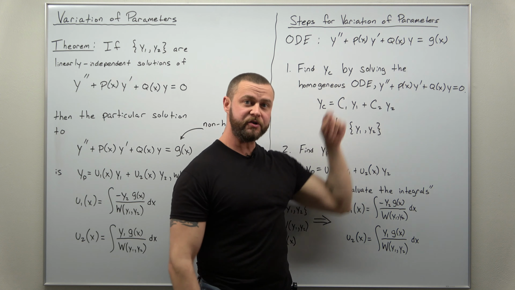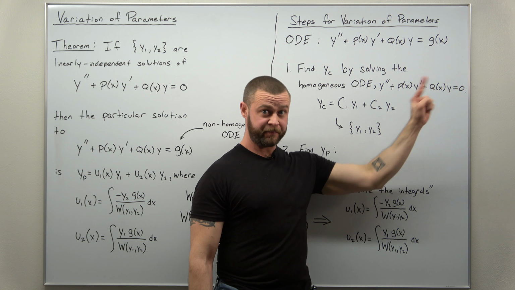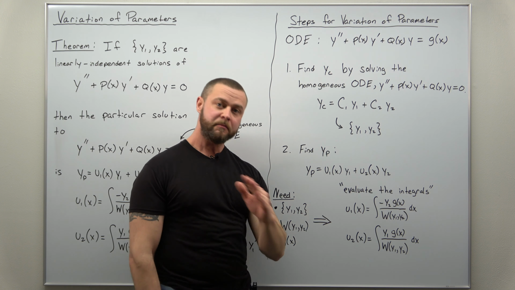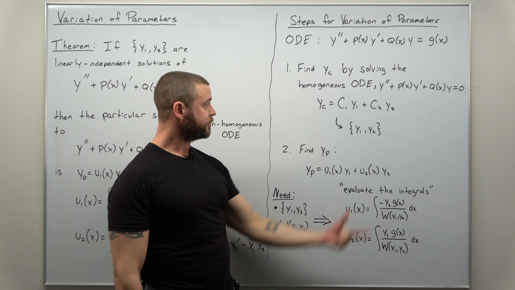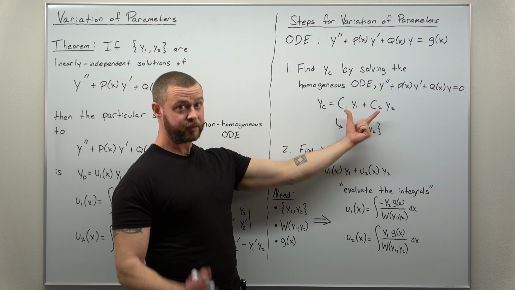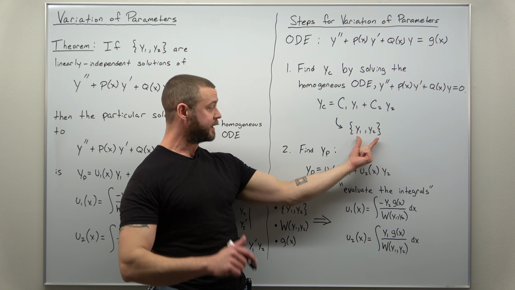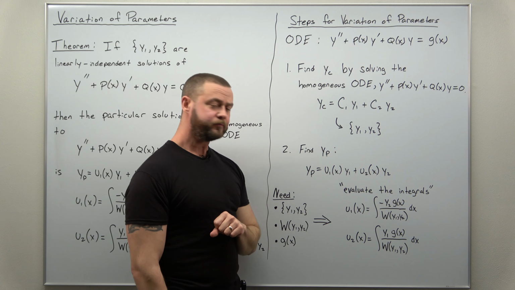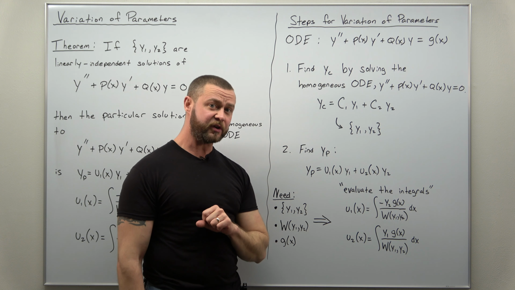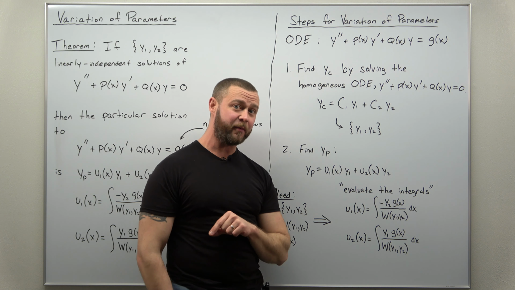Step 1, we solve for the complementary solution, and we do that by solving the homogeneous ODE, the right-hand side equal to 0, and you can generally do that with constant coefficients very quickly. You'll get your solution here, the complementary solution, a linear combination of y1 and y2, which are going to be linearly independent. Now, once you have your complementary solution, the method of variation of parameters is very straightforward.